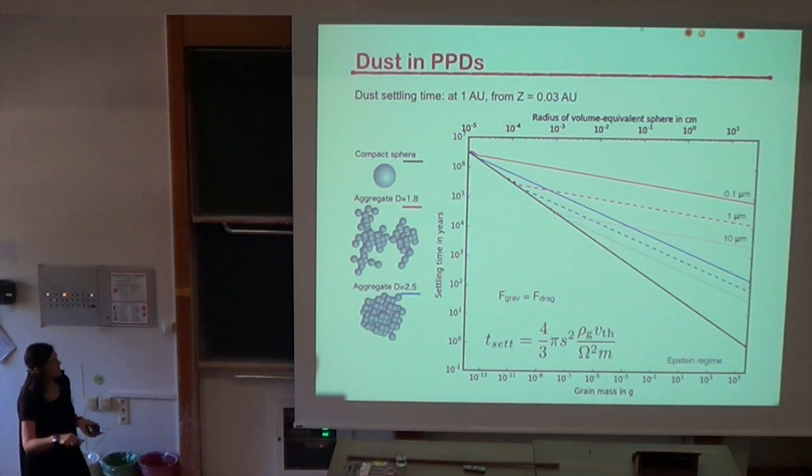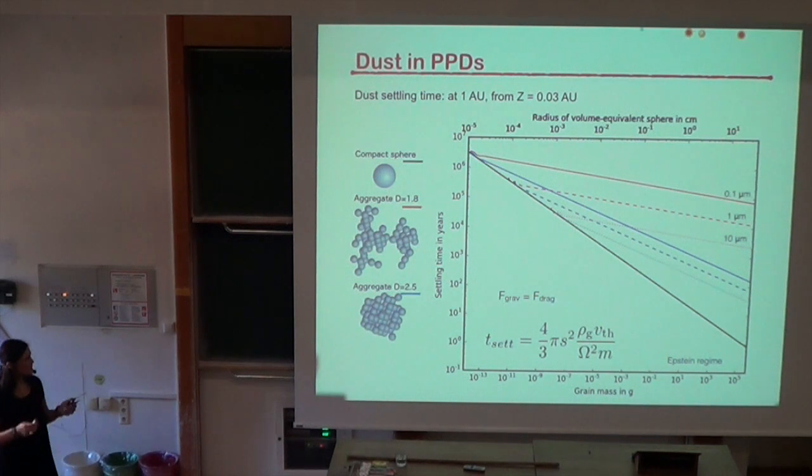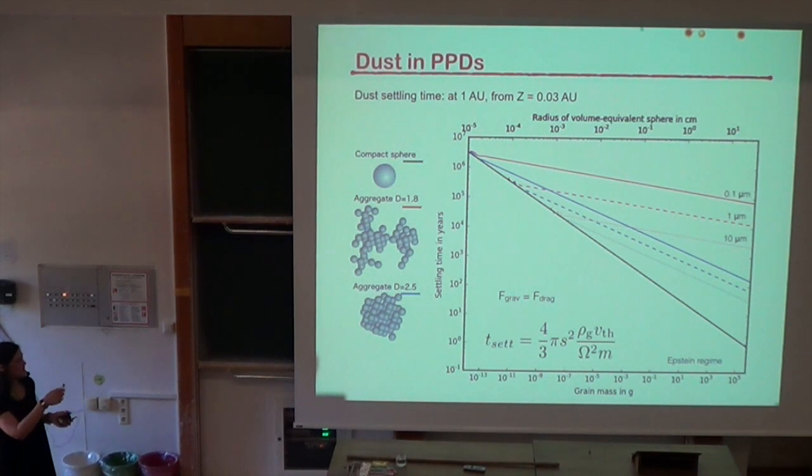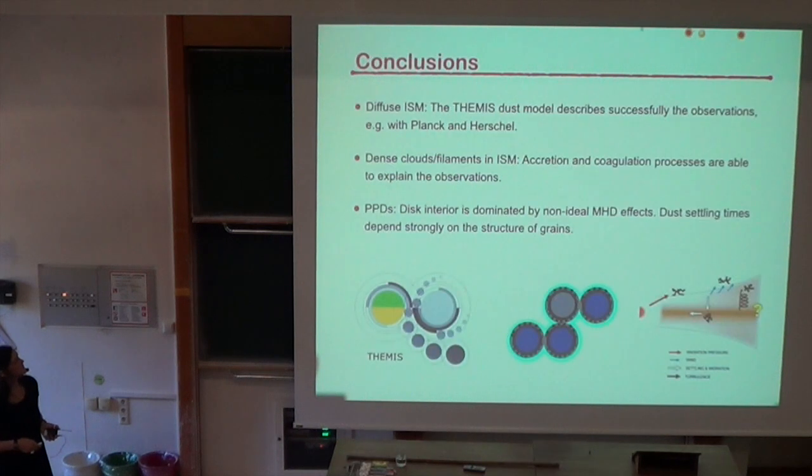And this is done for all the time regions. So it's a very simple calculation, but I think it shows nicely that the settling of dust really is influenced by dust properties, whether they are aggregates and how porous they actually are. So my conclusions: the first part of my talk was about the diffuse and dense interstellar medium. Our new dust model, the THEMIS dust model, successfully describes observations, for example with Planck and Herschel, and hopefully is therefore a good model for the dust in the diffuse interstellar medium.